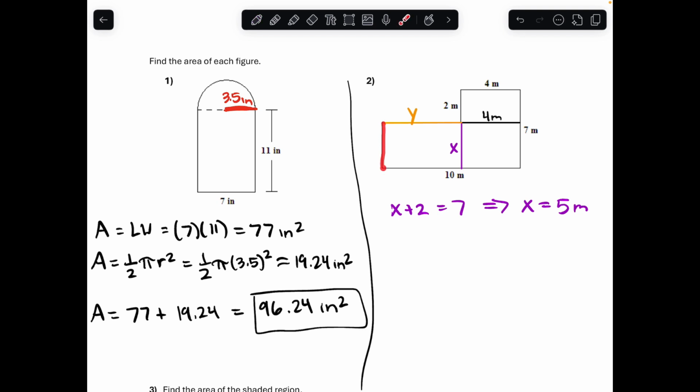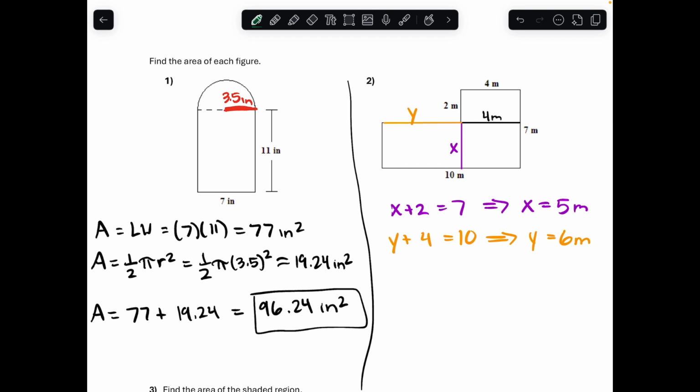I know that this is going to be a rectangle, and so this top side has to be the same as this bottom side. And so I can say the yellow piece, y, plus this 4 meters, this black portion over here, has to be equal to 10 meters in total. And so we can again set up an equation. y plus 4 has to be equal to 10, and so this is going to imply that y is equal to 6.